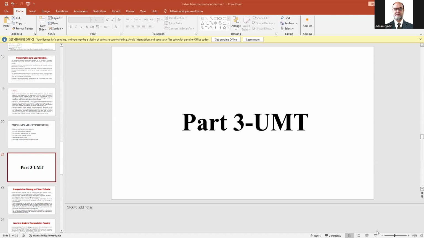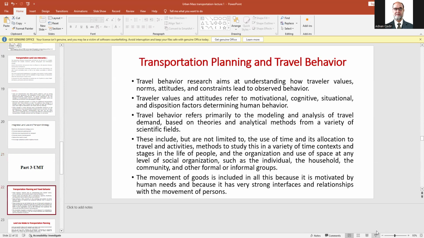What I mean is, travel behavior aims at understanding how the traveler's values, norms, attitudes, and constraints lead to observed behavior. Travel values and attitudes refer to motivational, cognitive, situational, and dispositional factors determining human behavior.